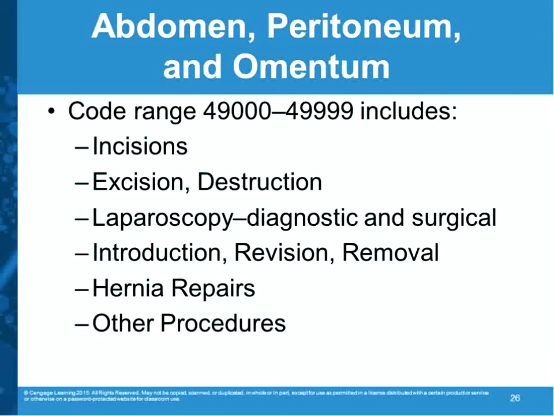The final section is for your abdomen, your peritoneum, and your omentum. And with that, you have your incision section. You got exploratory laparotomy here. You got drainage of abscesses, drainage of lymphocele, and peritoneal lavage, all falling under your incision. Now, on your excision destruction code, you got your biopsies, your destruction of tumors, your umbilectomies, and your omentectomies on your excision section.